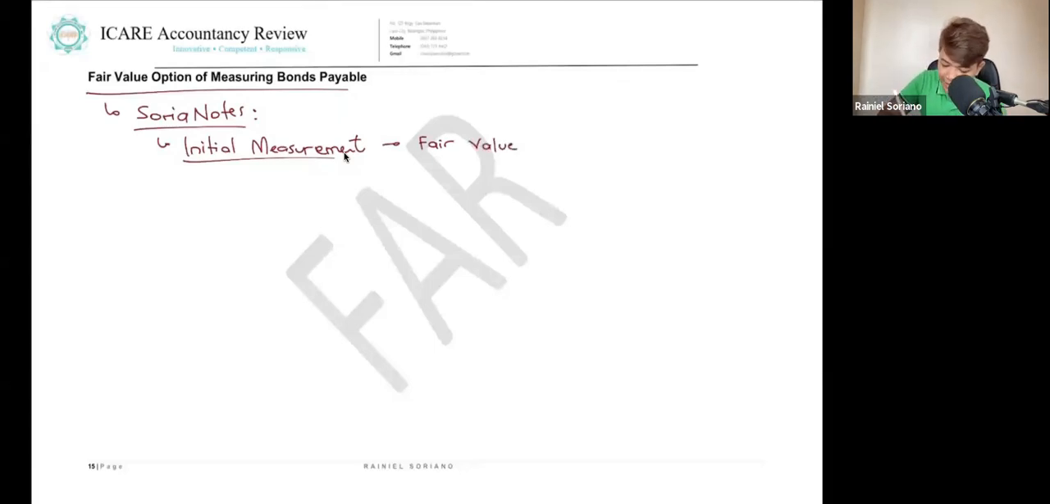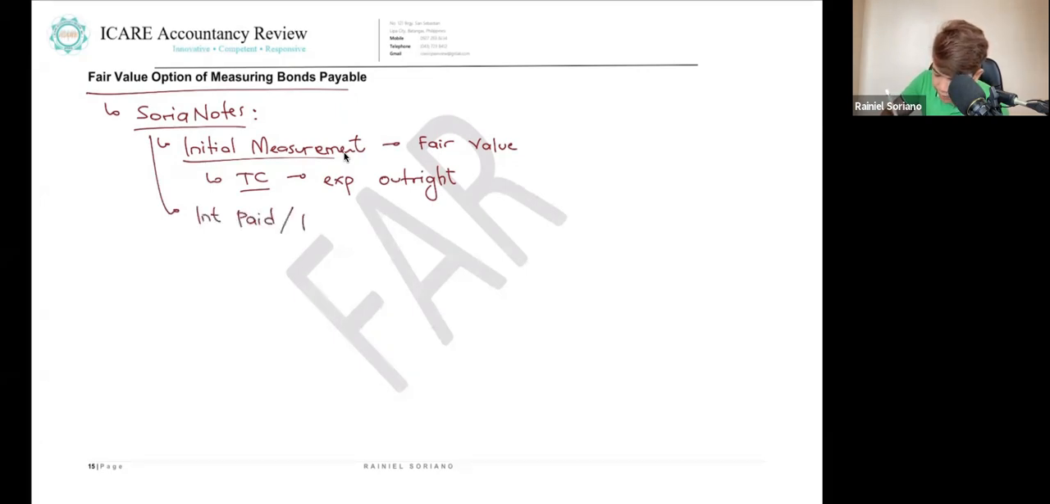And see to it that transaction cost here is, once again, an expense outright. Always remember, okay? Whenever the classification is FVPL, whether debt or equity, transaction cost is always an expense outright. Now, let's go to the computation of interest paid and interest expense.